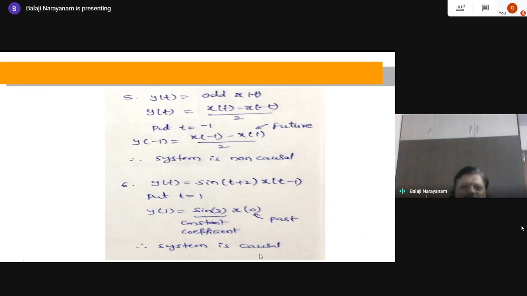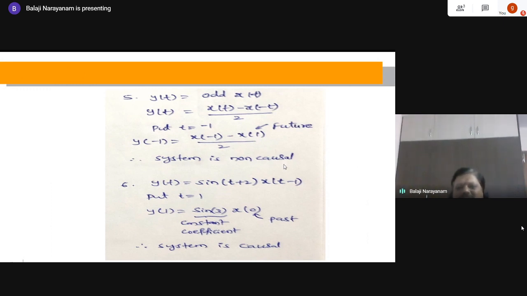Now we will substitute t as minus 1. So y of minus 1 is going to result in x of minus 1 minus x of 1. In place of t, we substitute minus 1. Already minus 1 is there, and minus 1 gets multiplied with the t value of minus 1, which will result in a plus 1 value. This is a clear case where our output is dependent on the future input value, and you may conclude the given system is a non-causal system.